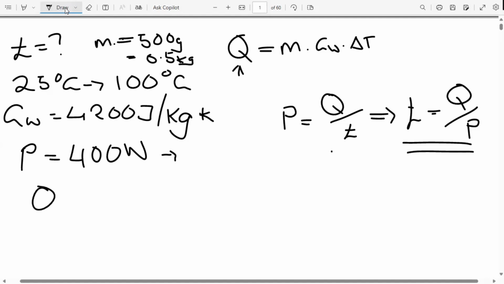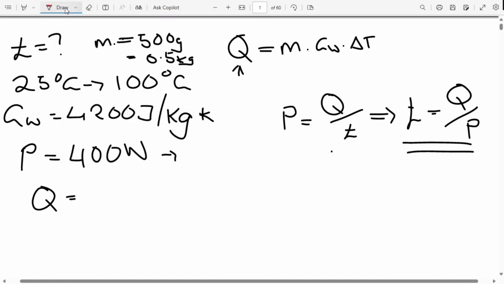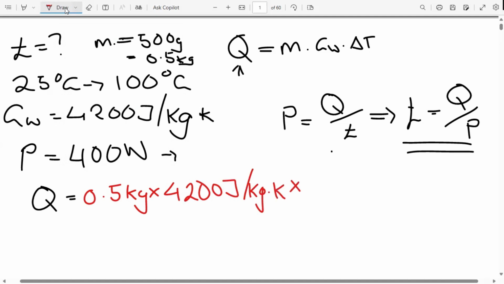So let's find the Q first. Q will be equal to M, which is the mass, 0.5 kilograms, multiplied by the specific capacity, which is 4,200 joules per kg Kelvin, multiplied by the change in temperature. When you're looking at the change in temperature between the Kelvin and degree Celsius scales, it's the same.